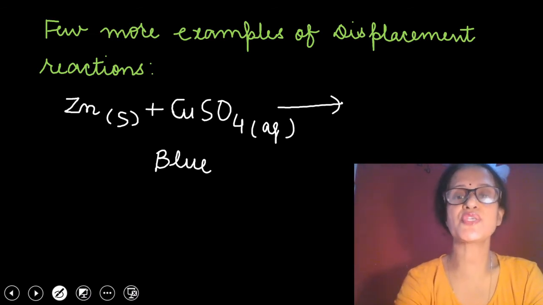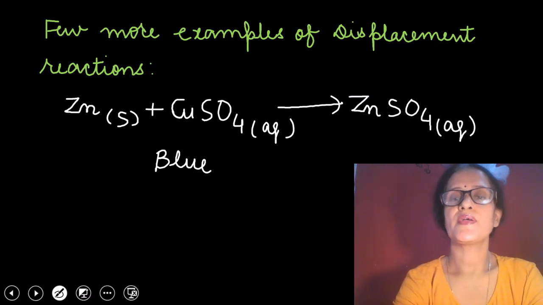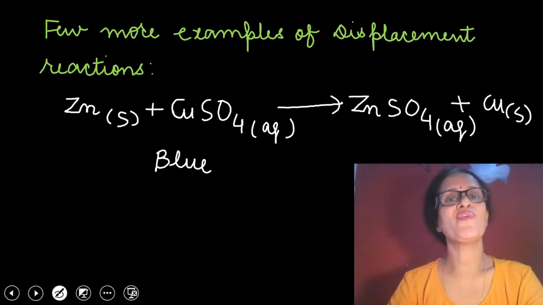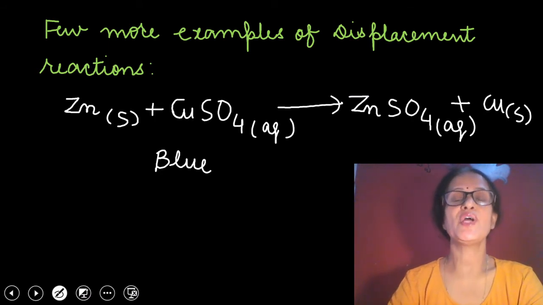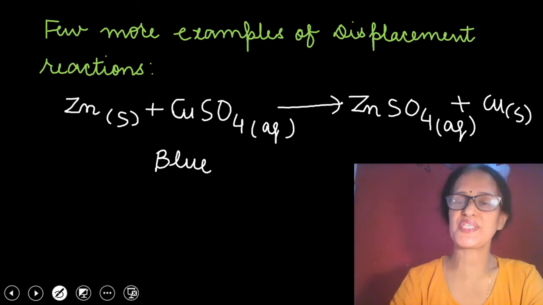So how will the reaction take place? Zinc will replace copper from copper sulfate solution and will form ZnSO4 aqueous plus copper solid. So what will happen after this reaction? The blue color solution will become colorless because of the formation of zinc sulfate solution here.